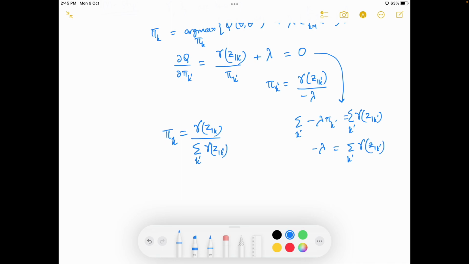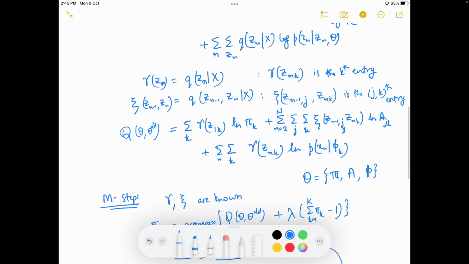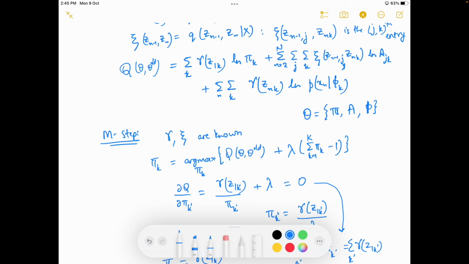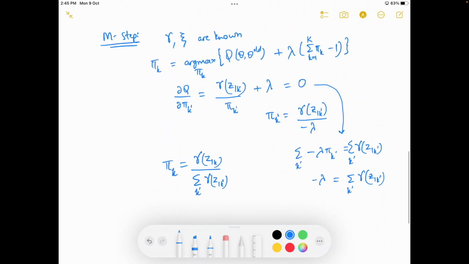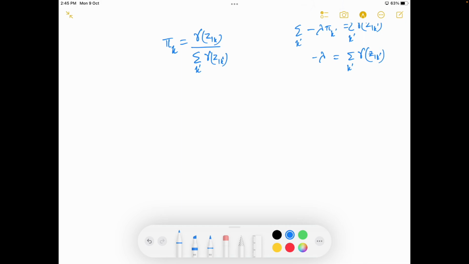Can you find now the ML estimate of AJK? Maximize this Q to find the estimate of AJK. What is the constraint on AJK? Okay, I leave it for you to do. This is kind of a homework problem, right? This problem will meet you again in the exam. Okay. Now A k is done. AJK is done.